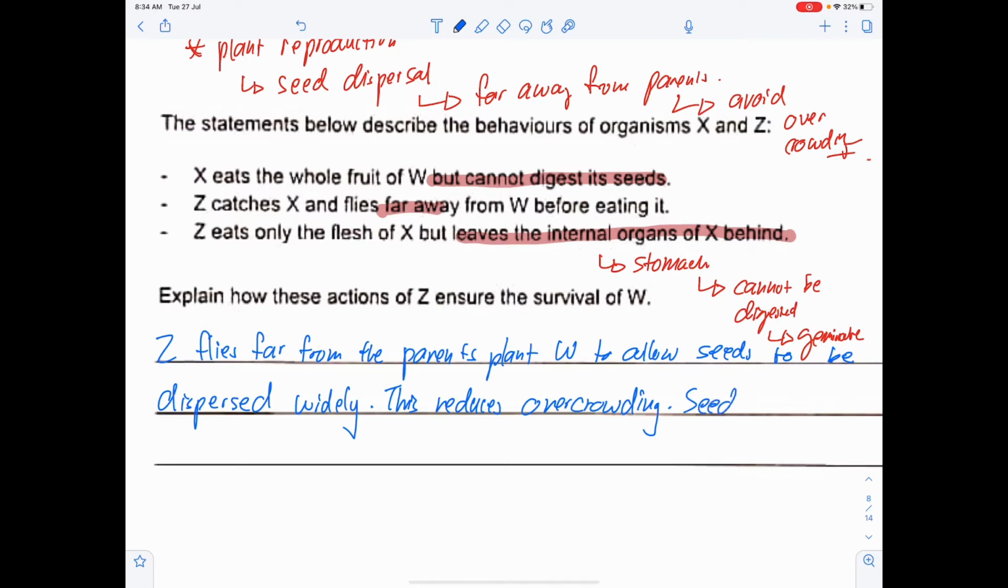So then you can say that the seed is undigested in the stomach of X and will germinate under the right conditions. So what are the right conditions? I mean, if you're very good at it, okay, you can actually talk about WOW, okay.